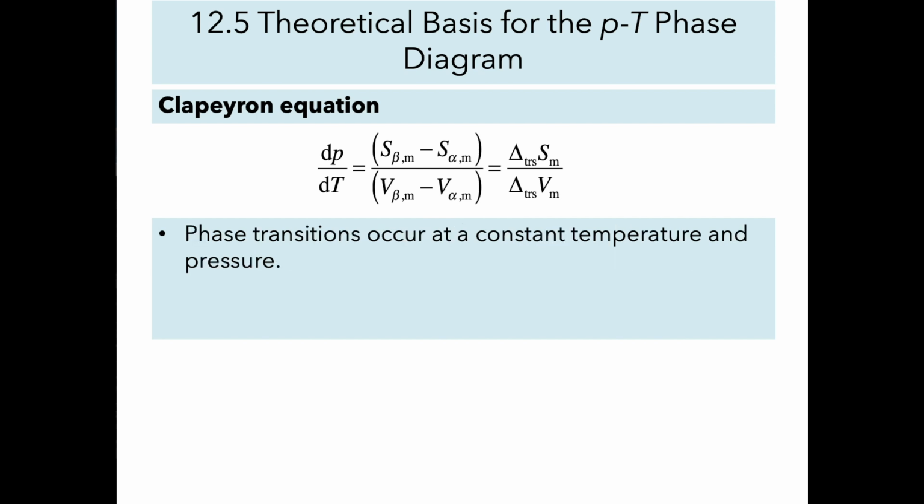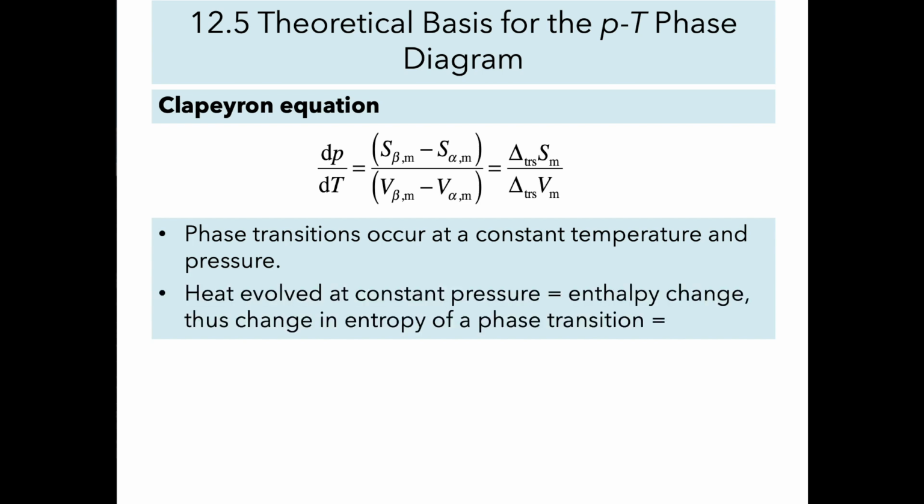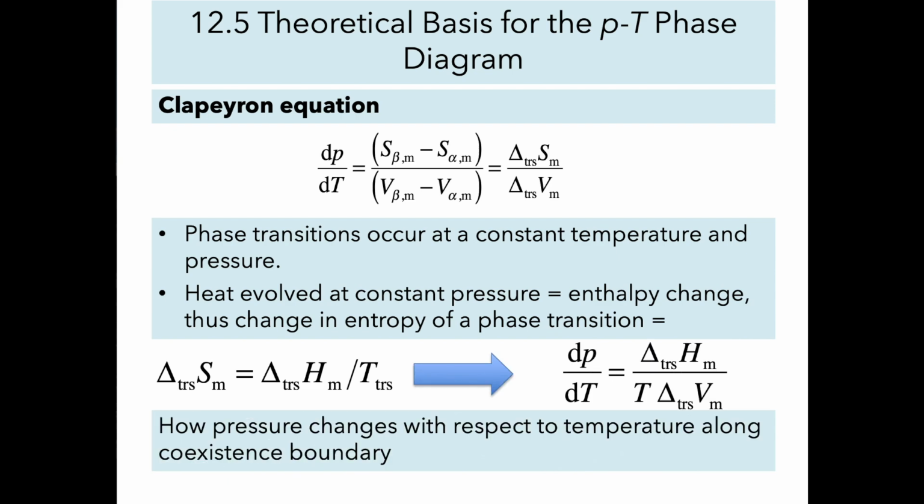So let's take a phase transition that's occurring at constant temperature and pressure, right? And we know that at constant pressure, the heat evolved is equal to the enthalpy change. Therefore, we can use that to substitute in here for the entropy, right? Because delta S is just delta H of the transition divided by the temperature at which it's occurring. And so we'll substitute that into the Clapeyron equation, and we'll get this expression here that tells us how the pressure changes with respect to temperature along the coexistence boundary.